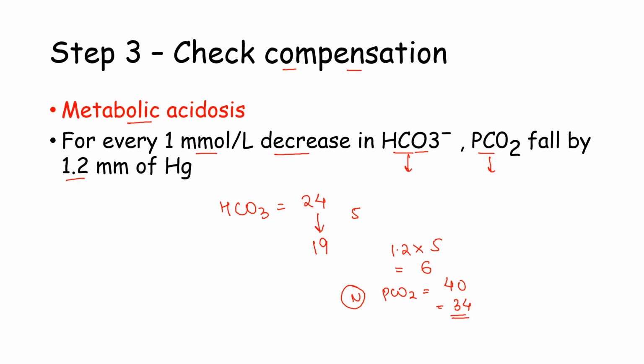So if in the question the value of the PCO2 is 34, then you can say that it is metabolic acidosis that is compensated. And if the value given is only 40, then you can say that it is uncompensated. And any value in between this 34 and 40 will be partially compensated. Alright.